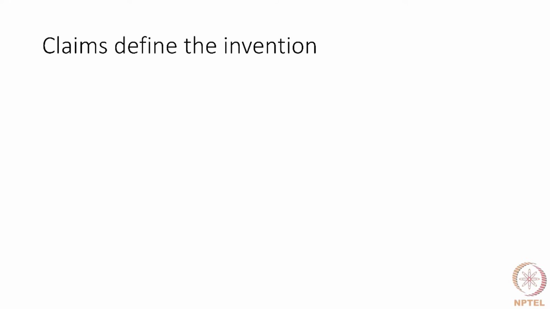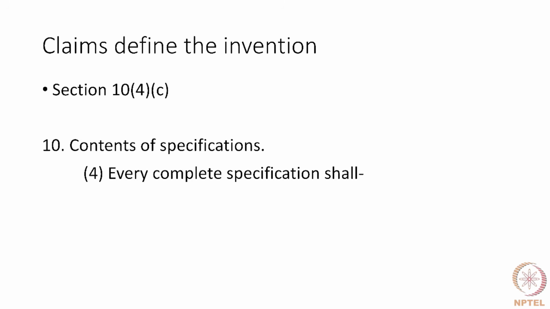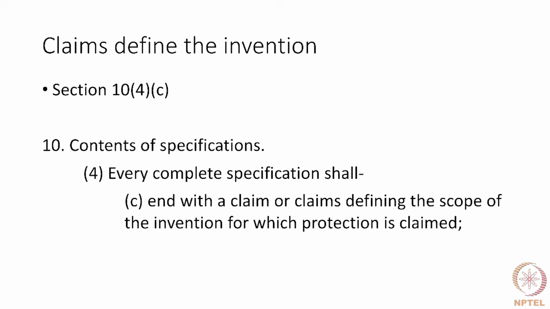Now, the claim does the function of defining the invention. In section 10(4)(c), we know that the contents of the specification should end with a claim or claims defining the scope of the invention for which protection is claimed. So, if you look at the structure of a specification, the specification would end with the claims.